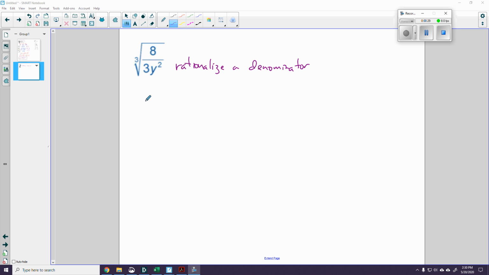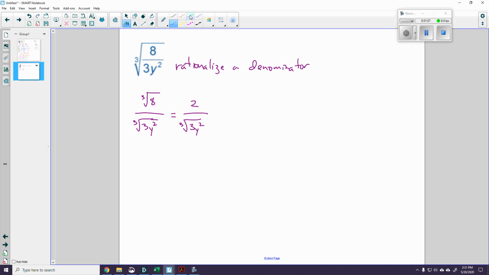So I'm going to change this into the cube root of 8 divided by the cube root of 3y squared. Well, I'm going to start off real quick making my life easier because I know that the cube root of 8 is 2. So that's 2 divided by the cube root of 3y squared. Well, 3y squared is not a perfect cube, but I have this cube root down here.